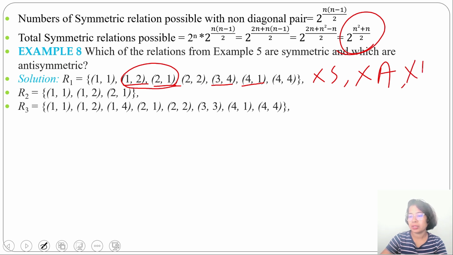So not reflexive. Now relation 2 contains (1,1), (1,2), (2,1). Since (1,2) and (2,1) are present, it is symmetric.